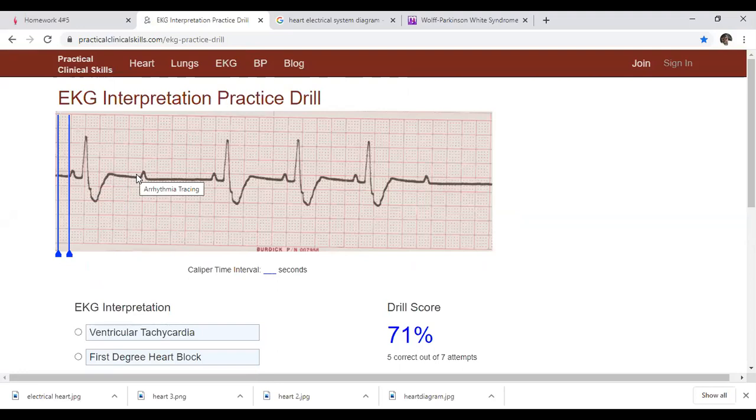Definitely not tachycardia, because it's not fast. Tachycardia means fast. Bradycardia. Can you go down? Hold on.